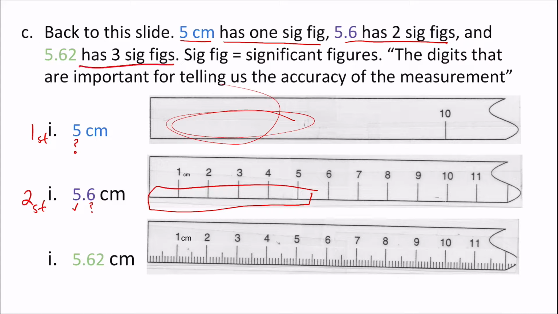5.62 has 3 sig figs. Again, sig fig equals significant figures: the digits that are important for telling us the accuracy of a measurement. Now that's the definition of significant figures.